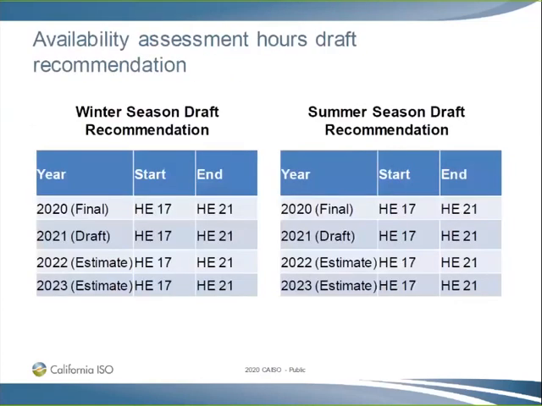Next slide, please. So here's our availability assessment hours draft recommendation. Last year we published hours of 17 through 21 for 2020, and then this year for 2021, as well as 2022 and 23, we're publishing the same hour ending 17 through 21 for both the winter and the summer seasons. Next slide, please.